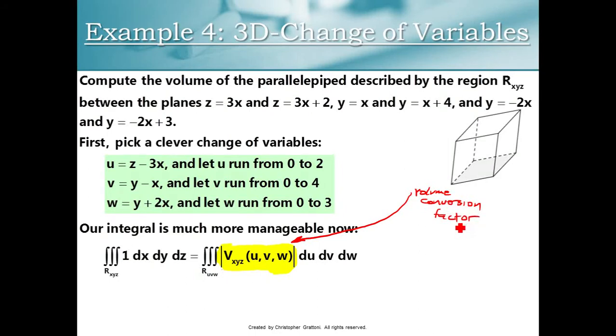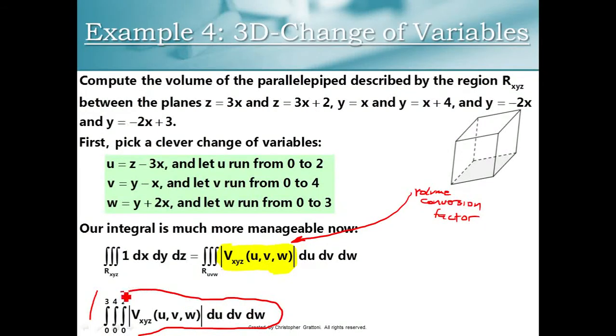You could either call it the Jacobian determinant, it's actually the absolute value of the Jacobian determinant, or you can call it the volume conversion factor. Either way, it's still the determinant of a matrix. It's just now instead of a 2 by 2 matrix, it's going to be a 3 by 3 matrix. No big deal. So this is the triple integral I need to compute.